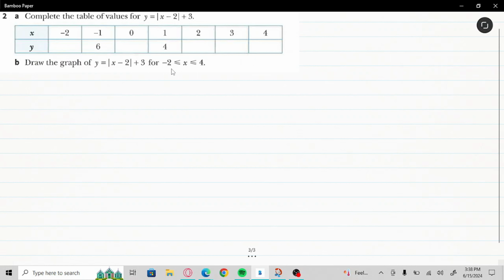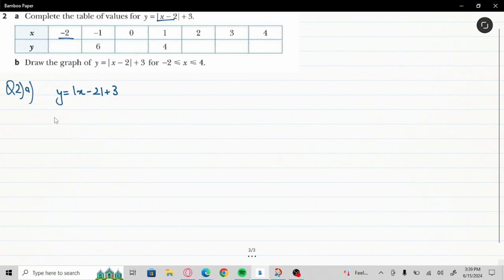Right now it's written question 2a: complete the table of values for y is equal to modulus of x minus 2, plus 3. And this question is simple. We do not need any hard and fast rule to solve this. We just have to input the x values given in the question, find out the y values, and put them into the table itself. So for question 2a, we are just going to copy the equation y is equal to modulus of x minus 2, plus 3.